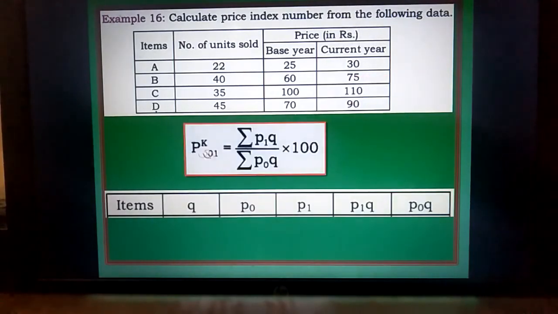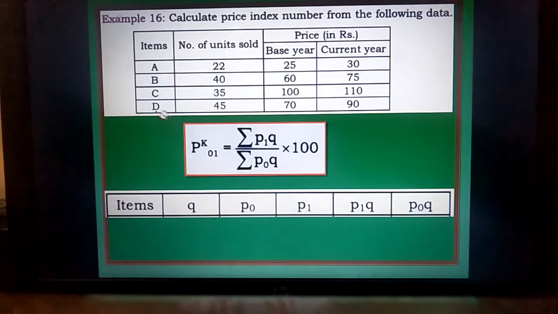So that is P01K. Formula is sum of P1 by P0 as usual. Then Q is applied as the weight, multiplied by 100. So items have been considered. Look at the cursor. Number of units sold, it is nothing but Q. Price in base year, that is P0. Price in current year, that is P1. And based on this, P1Q we want. So P1Q is being calculated. And P0Q is needed to be substituted in the denominator. That's why P0Q also has been given for the calculation.